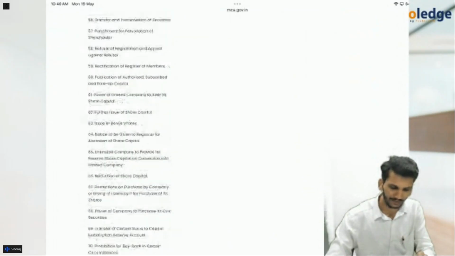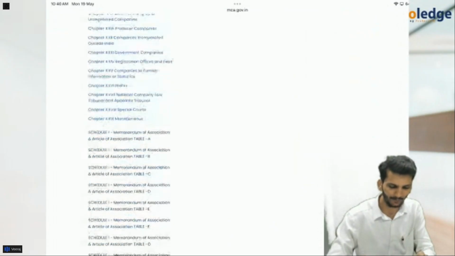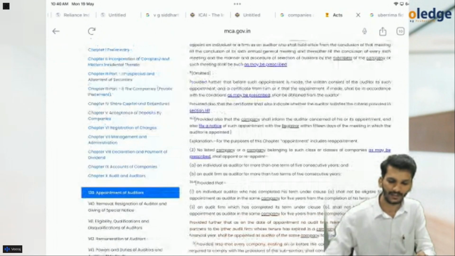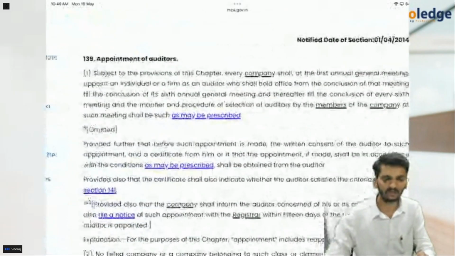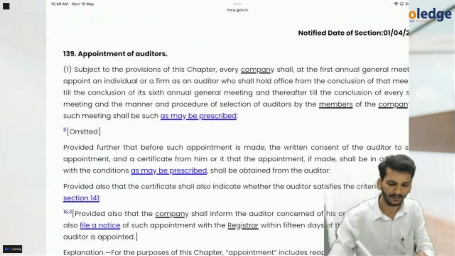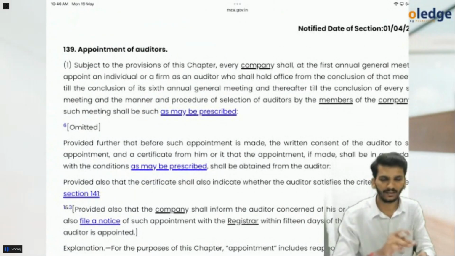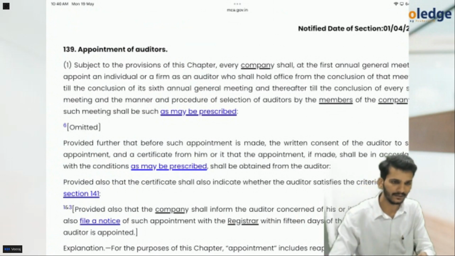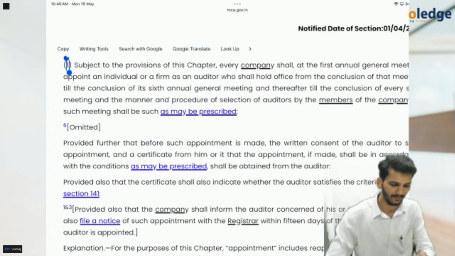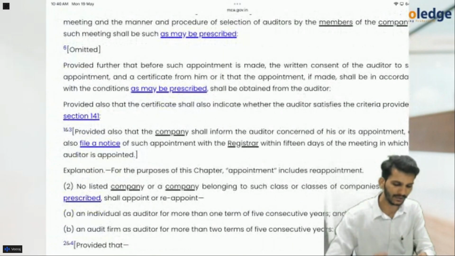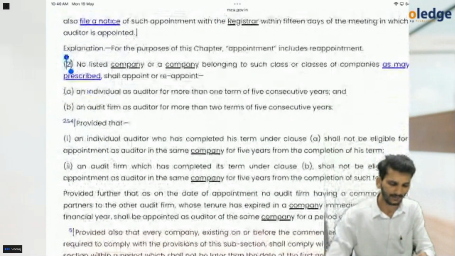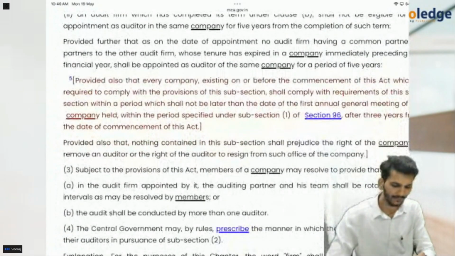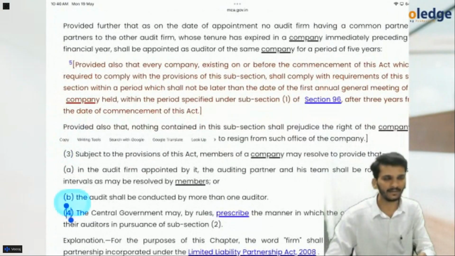I'll take the 10th chapter, which is applicable for us, audit and auditors, where sections 139 to 148 are defined. If you look at the first thing, that is section 139, appointment of auditors, that is the main section. Again, there is subsection 1. Again, there is subsection 2. Again, there is A, B. Again, there is 1, 2. There are so many things. Again, there is 3. Again, there is 4. That means it is having some subsections.